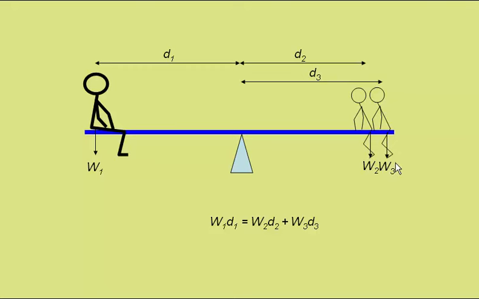So the sum of the anti-clockwise moments, which is just w1 d1, the larger person's moment, is equal to the sum of the clockwise moments, in this case w2 d2 plus w3 d3.